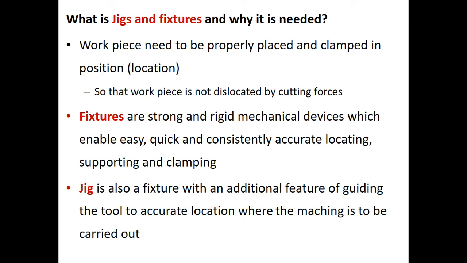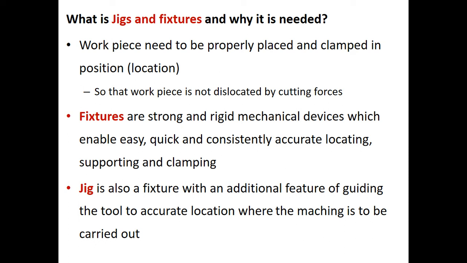What is a jig? The fixtures are strong and rigid mechanical devices which enable easy, quick and consistently accurate locating, supporting and clamping. Then what is a jig? A jig is also a fixture. It has an additional feature of guiding the tool, I mean the cutting tool, to the accurate location where the machining is to be carried out. So that is a jig and a fixture.